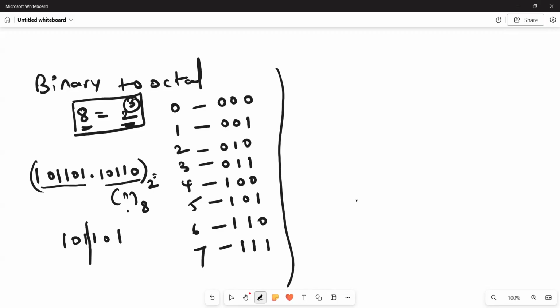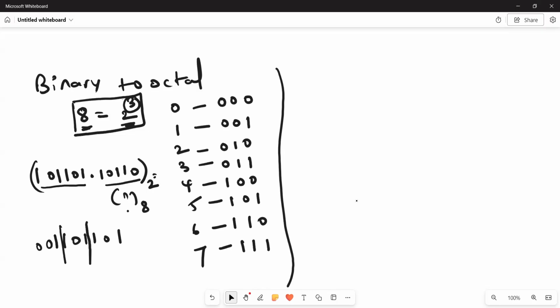Here, already 3 bits are there. Suppose one more 1 is there. Then 3 and 3 are there, and 1 bit is left over. For that, you can add 2 zeros on the left side. Here I have taken exactly 6 bits, so there is no problem, 3 plus 3. But if 7 bits are there, then 2 groups of 3 make 6 bits, plus 1 bit is left over. If that bit is 1, on the left-hand side you can add 2 zeros, so then you'll get 3 bits.